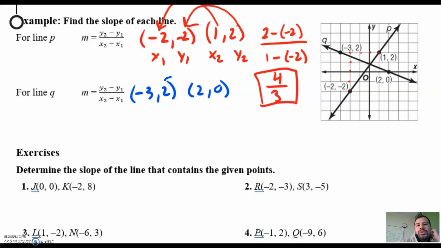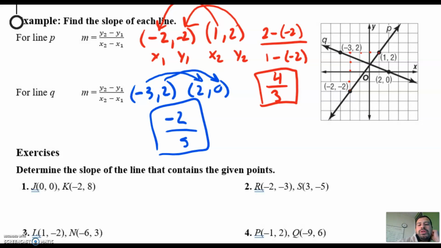So what do I do from 2 to 0? What's the change if I go from 2 to 0? Well, that change is down 2, right? -2. What's the change from -3 to 2? That change is going from -3 to 2, it's going up 5. Now, if you don't understand what I just did there, then go ahead and just keep using the formula y2 minus y1 over x2 minus x1. You'll get the same thing. But this should be the slope.